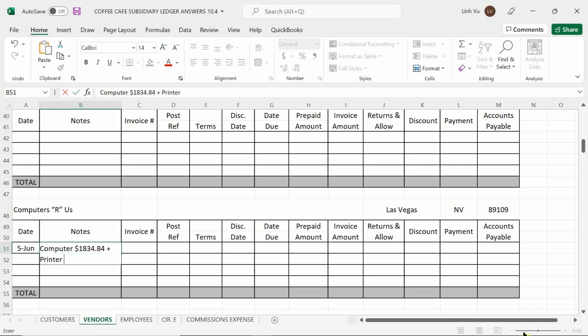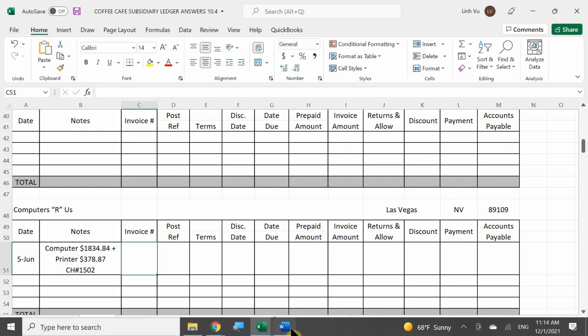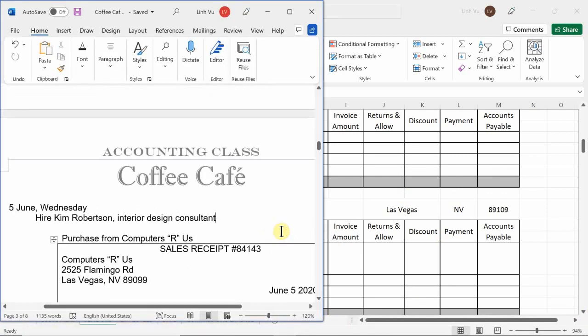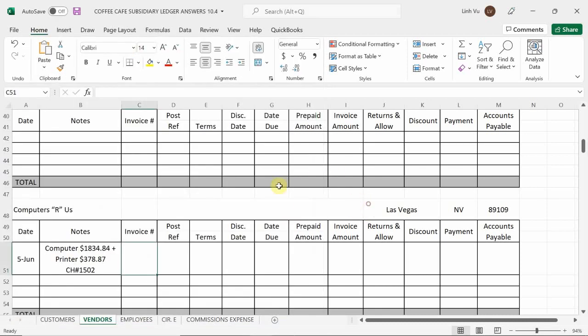And I bought a printer for $378.87, okay, because that's going to tell me, if I do make a return, this is the money that we're going to get back. And of course, I'm going to make a note here that I also made a payment using check number 1502. Invoice number. I paid at time of service. So my invoice number is going to be whatever receipt number I got the items for. That's proof of a transaction. So in this case, my receipt number for this particular transaction was 84143. Okay, that was my receipt number. So that's what I'm going to put here, 84143.